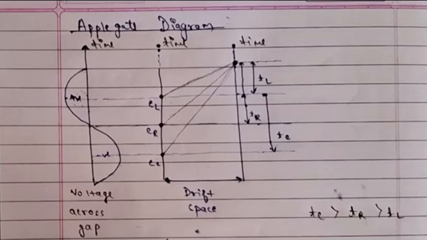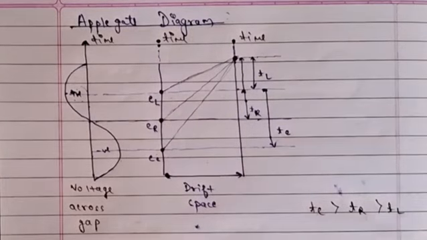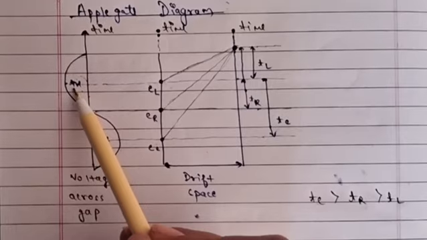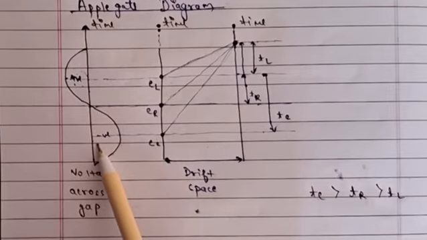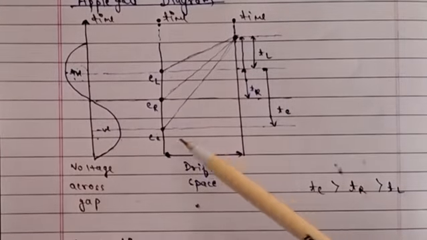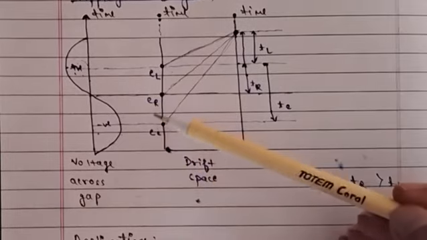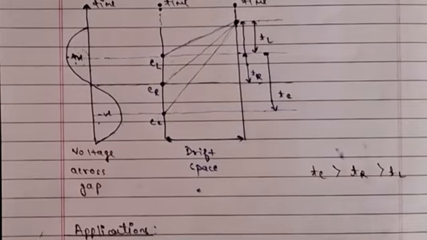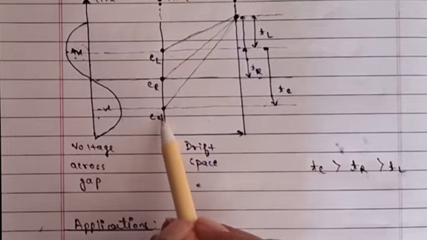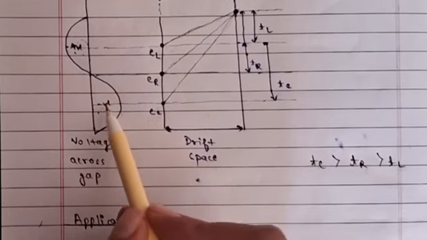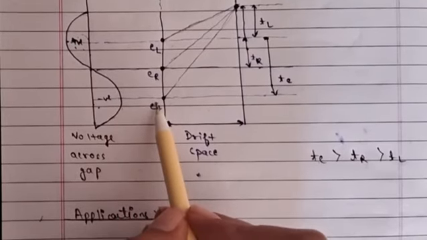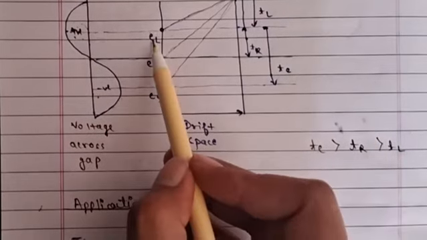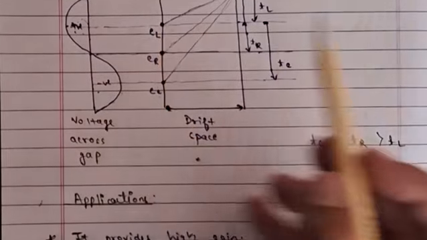Coming to the Applegate diagram, I have already drawn the diagram. Here, this depicts the positive cycle of AC voltage, and this is the negative cycle of AC voltage. Here, I have written all three electrons: late electron, reference electron, and early electron. Early electron was impacted with the negative RF input. Reference electron was impacted with no RF input, and late electron was impacted with positive RF input.